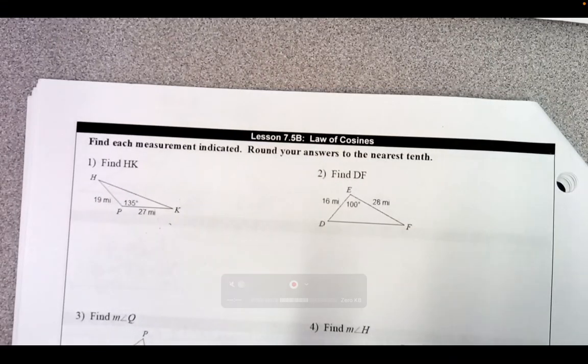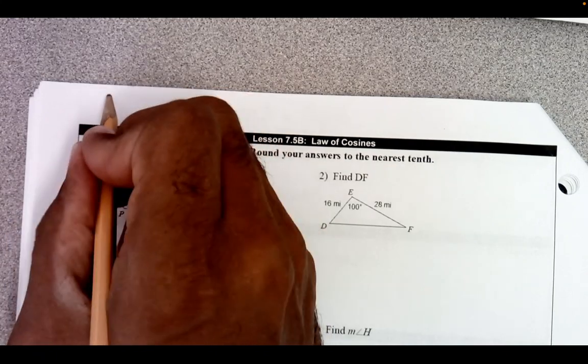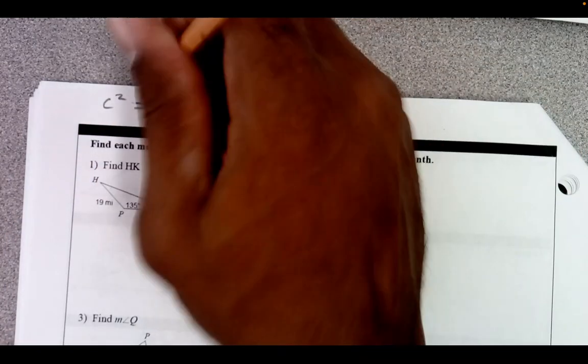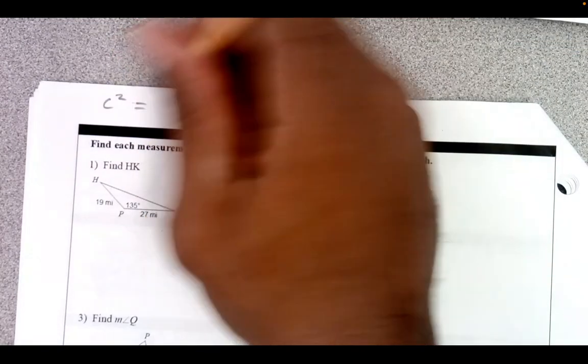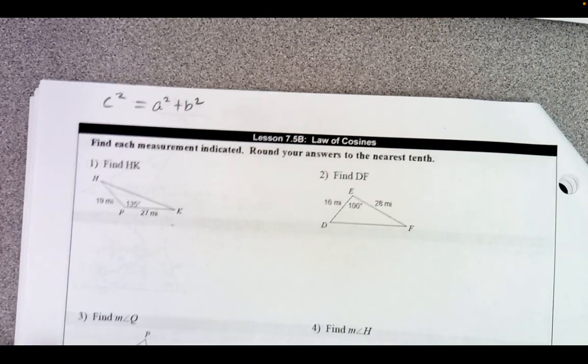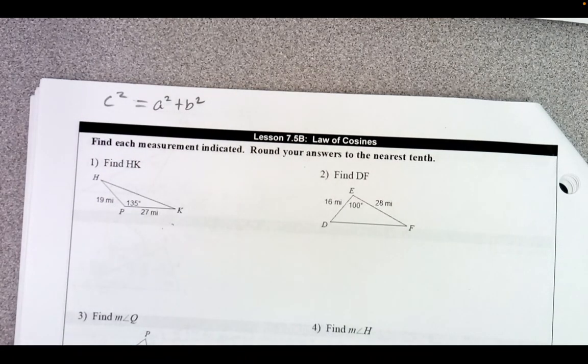All right, so law of cosines. First let's write down the law. The law is c squared equals, it's very similar to the Pythagorean theorem, c squared equals a squared plus b squared. That's the first part. So it's literally the Pythagorean theorem is the first part of the formula.